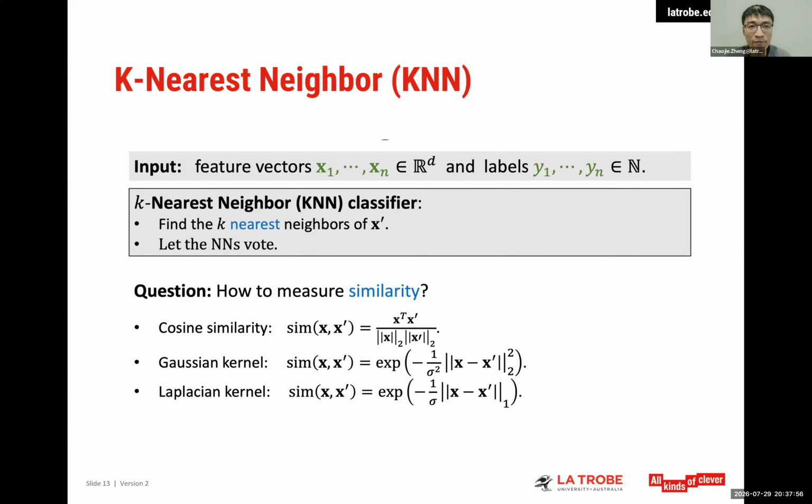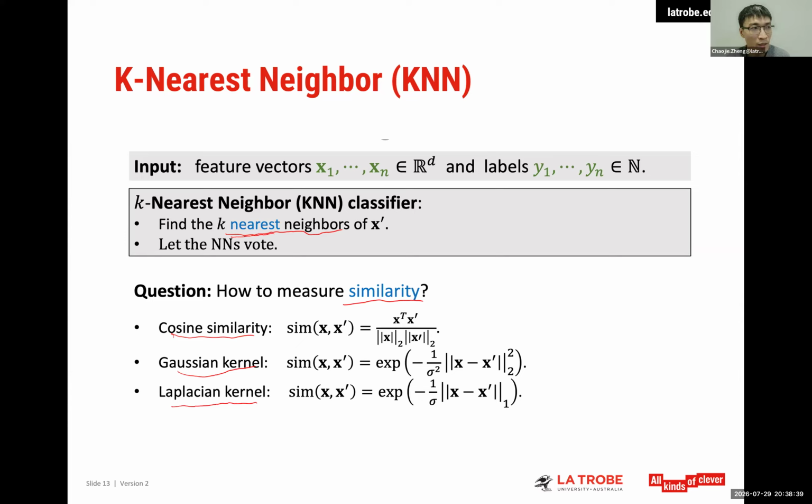And how can we define these nearest neighbors? We can use a distance measure, like the Euclidean distance or the L1 distance we saw in week 1 or week 2, the L1 norm or the L2 norm, which are two distance measurements. We can also use similarity to represent this nearest concept. So we can choose the cosine similarity, Gaussian kernel, or Laplacian kernel.